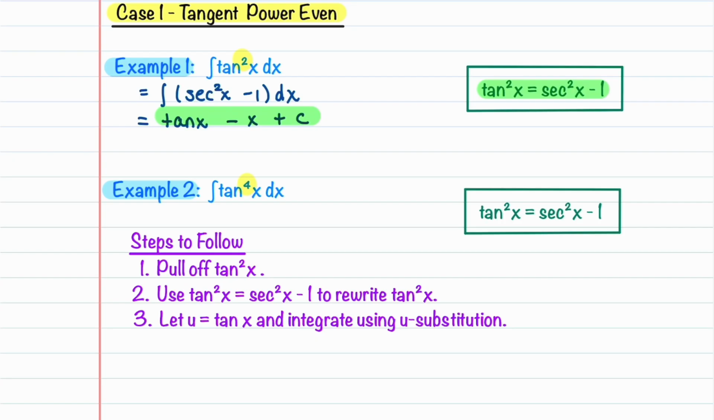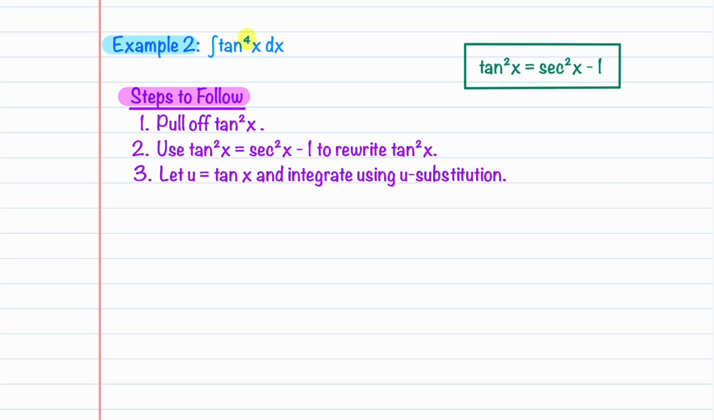This one's a bit complicated, so I wrote down 3 steps that we can follow, and I'll walk through these steps one by one as we work through our example. Let's write down the problem. We're integrating tangent to the fourth x dx. Step 1 tells us to pull off tangent squared x. Let's do that. I'll label this step 1. So we have the integral. If we pull off 1 tangent squared x, we have a tangent squared x left.